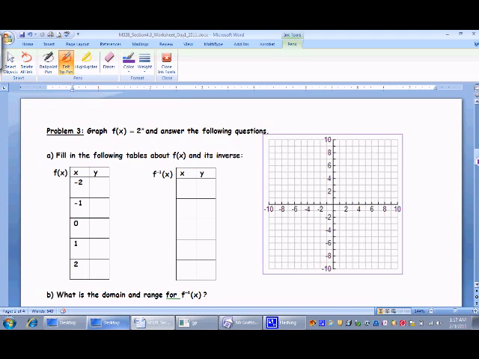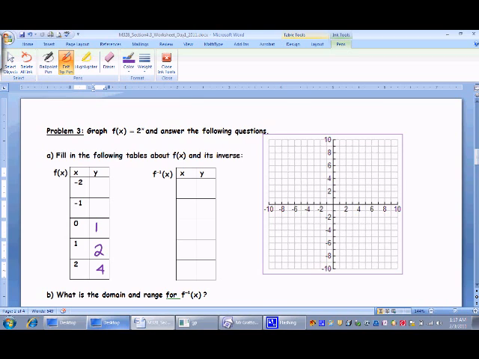Okay, we're going to graph f of x equals 2 to the x power, and we're going to answer a couple questions. So why don't I fill out a little function table. If I input 0 into 2 to the x, I get 1. If I input 1, I get 2 to the first, which is 2. If I input 2, I get 2 squared, which is 4.